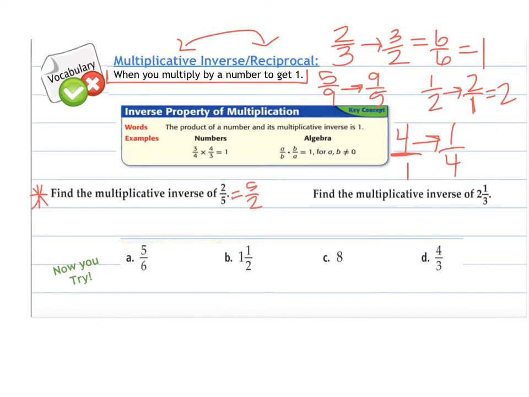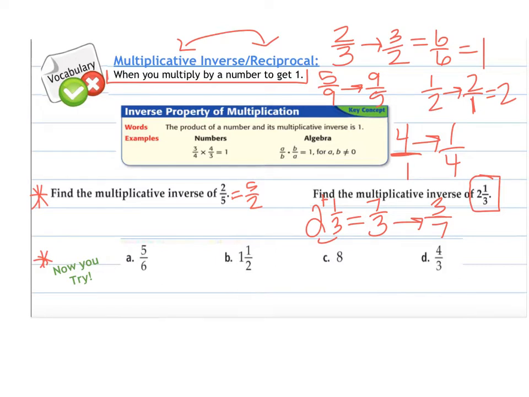Let's look at 2 and 1/3. It's not going to be 2 and 3/1. I have to actually change this to an improper fraction first and then flip it around to get my reciprocal. So 2 and 1/3 is the same as 3 times 2, which is 6, plus 1, so 7/3, which means my multiplicative inverse is going to be 3/7. You try these 4 on your own, come back and check to see if you got them correct.